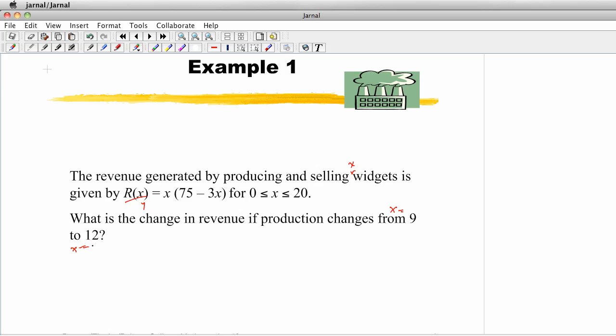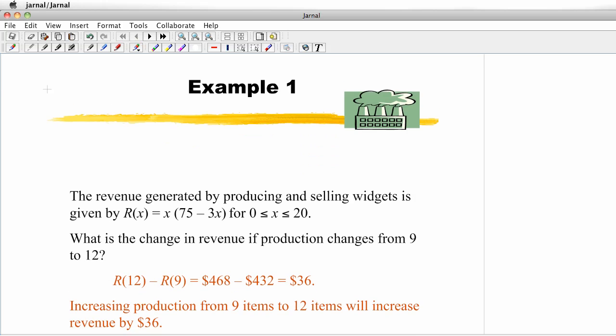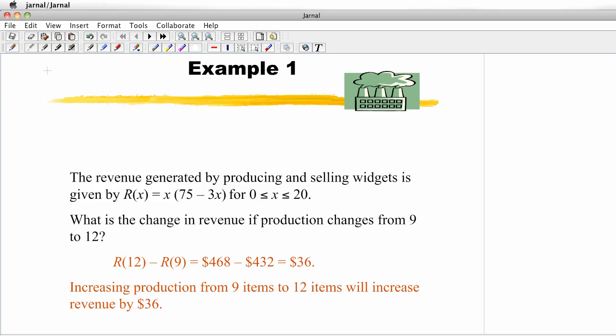If your production changes that way, then the change in revenue from the 9 item level to the 12 item level is given by just this difference. And again, in terms of a graph, this is a change in y coordinates. And so we would get $36. That's how much revenue changed. We have $36 more revenue from selling 12 items than we got from selling 9 items.